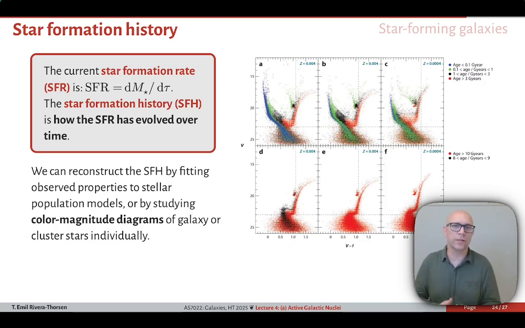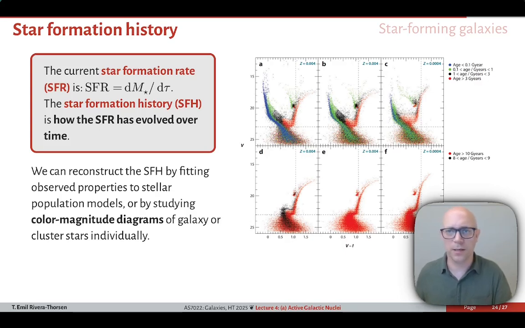So we can reconstruct the star formation history by fitting observed properties to stellar population models, or by studying the color magnitude diagram of galaxies or globular clusters with single stellar populations.